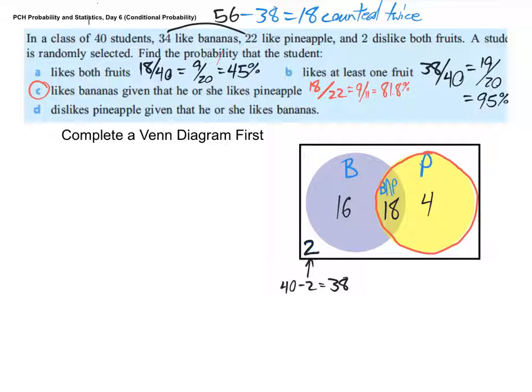How did you get the 18 for the intersection? The 18, we narrowed the sample space just to the circle, and inside this circle, there are 18 of them. That's what we did up here. There were 56 people total if you counted the 34 who like bananas and the 22 who like pineapple. But everything in these 2 circles should have only added up to 38. So we figured out that 18 must have been counted twice in the 34 and the 22.